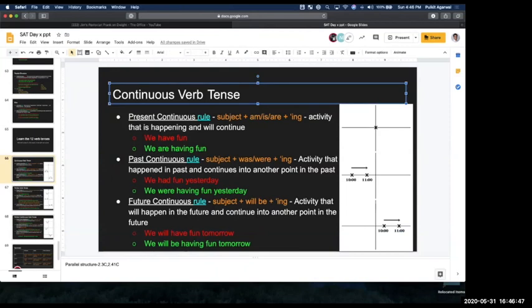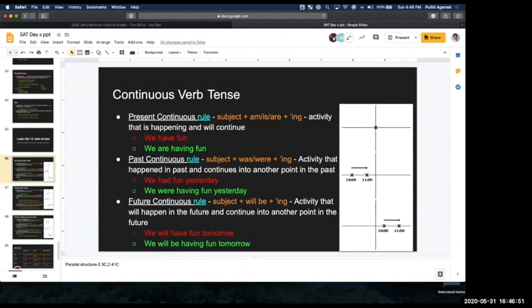So I'll give you 20 seconds to take a photo of this because we will go to the next one. Continuous is something that's happening and will continue. Right, 4, 3, 2, 1.